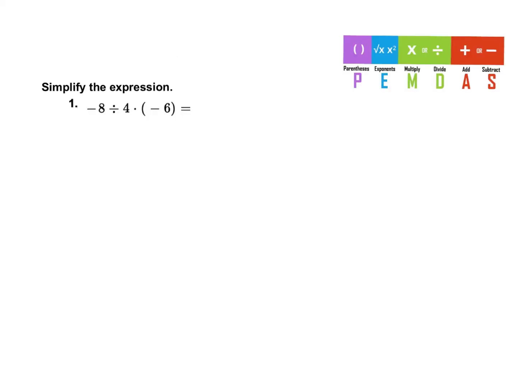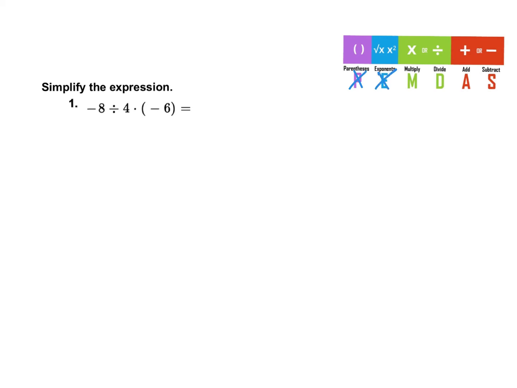Simplify the expression. Number 1, negative 8 divided by 4 times negative 6. So let's take a look here. Now notice we do have a parentheses, but that parentheses is just keeping that times sign separated from that negative sign with the 6. And it's not grouping together any numbers. So we don't have any parentheses, so we don't have any exponents.